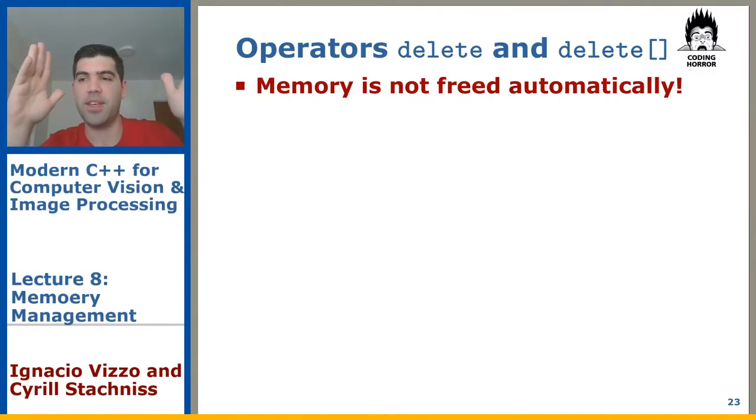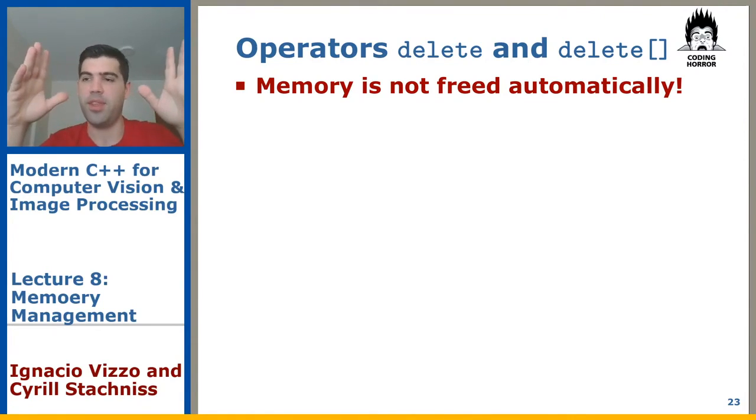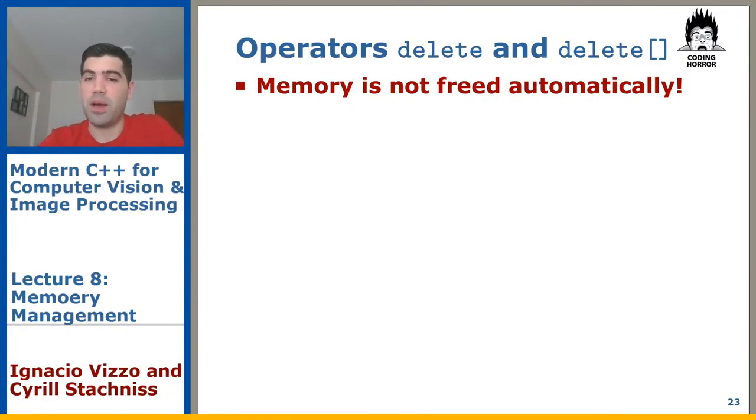So delete is the equivalent of the free operation in C, and this will free the memory so that any other program can now use this address of memory. The memory is not freed automatically. C++ does not have a garbage collector. Java, for example, does.